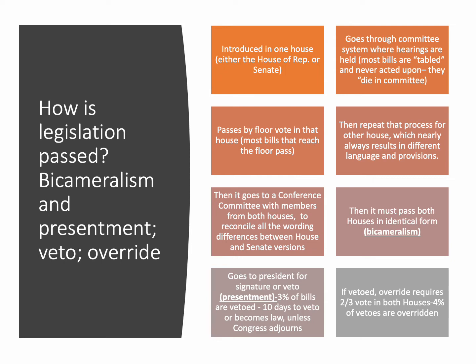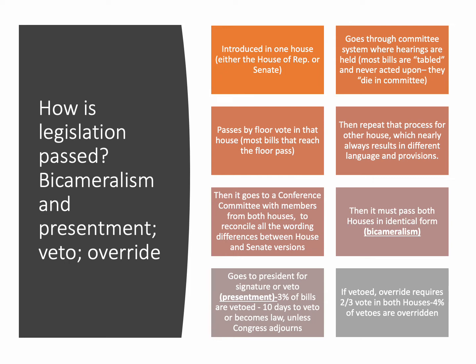Then it goes over to the other house. You repeat the same process. It's referred to committee. If it survives the committee process, it gets voted on by the floor, all the members of that house. Boom. Now we usually have two different bills. One passed the House, one passed the Senate, and they're a little bit different. This would be two bills that are supposed to be about the same thing. So then it goes to what they call a conference committee, which has members from the House and the Senate. They reconcile all the wording and get it down to one version that then goes to both houses and ideally passes both houses in that exact form as prepared by the conference committee.